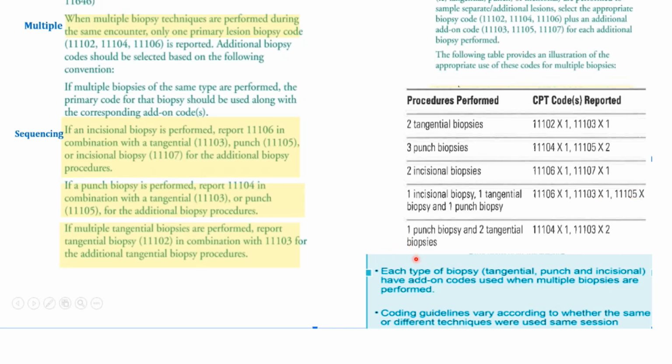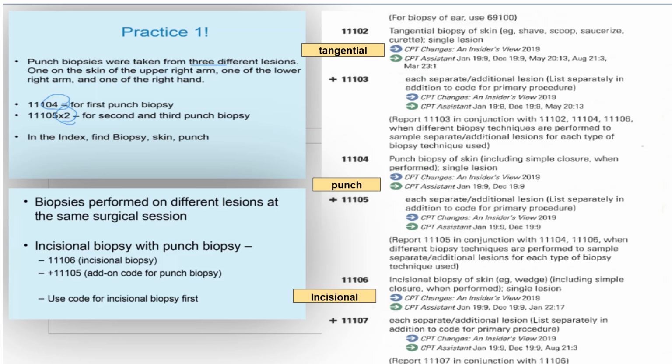And if I have done one punch biopsy and two tangential biopsies, then I write one punch biopsy primary code, followed by two tangential biopsy add-on codes. Let us take these two examples for you to understand it better. Punch biopsies were taken from three different lesions, one on the upper right arm, one on the lower right arm, and one on the right hand.